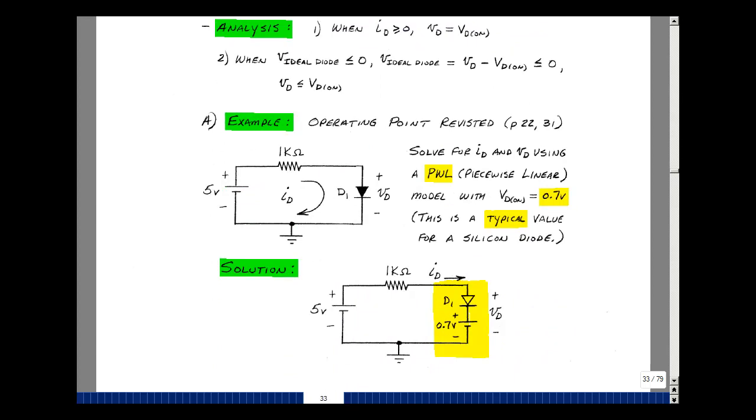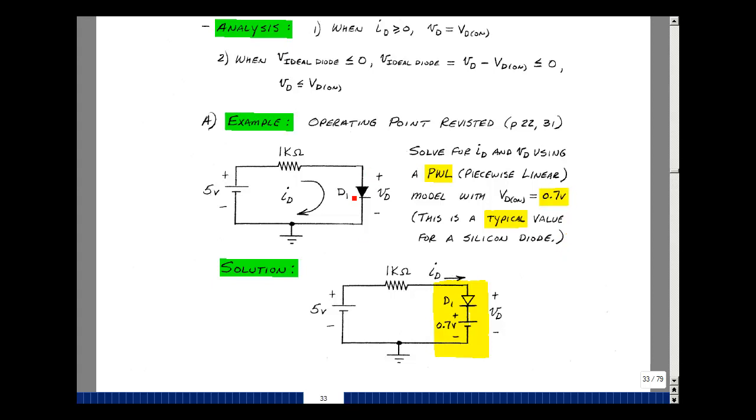Let's revisit this example we did on pages 22 and 31. We found the operating point of this circuit by iteration, by using PSPICE, and then by using a load line. Let's even solve this problem by replacing the non-ideal diode with a piecewise linear model. In order to do that, we need to know what is VD on. Let's just say 0.7 will be our default value. If we know more about a particular diode, well then we'll refine this, but if we don't know anything about it, we're just going to assume it's 0.7.